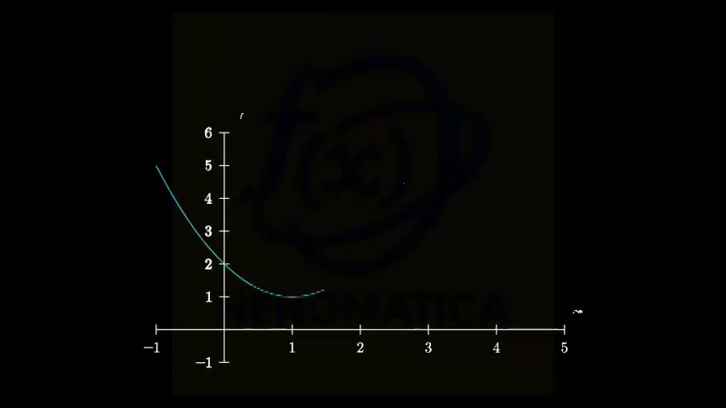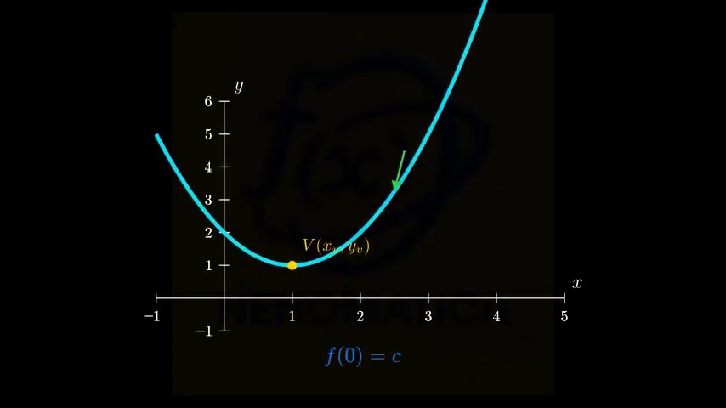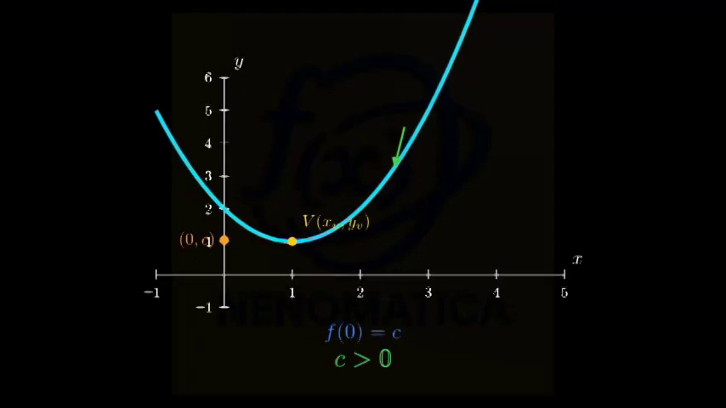Step 3. The sign of C. At x equals 0, y equals c, so the y-intercept is c. On the graph, the intersection with the y-axis is above the x-axis, so c is positive.